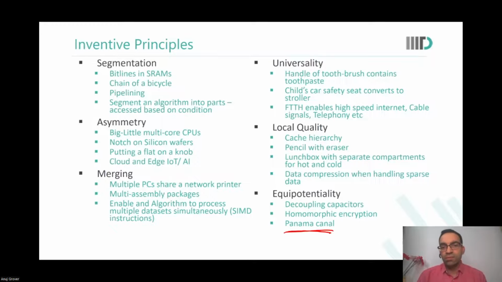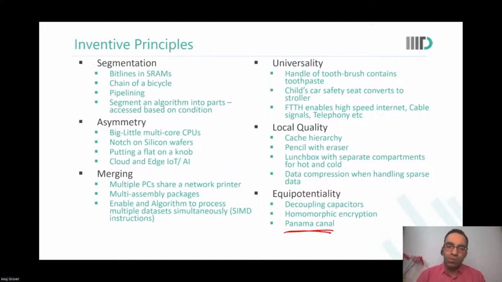Universality. One thing takes care of many other functions. For example, fiber to the home enables high-speed internet, can also carry telephone signals, can also carry cable signals and everything. So in Delhi, many of you might already be using FTTH, and that is universality. One thing, but does many functions.